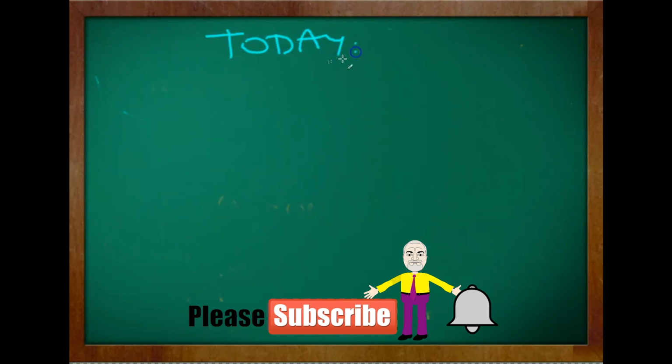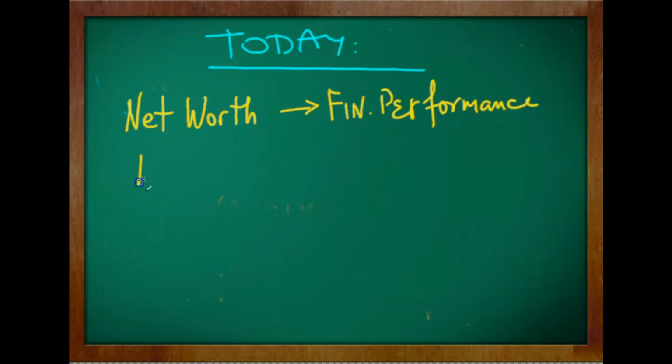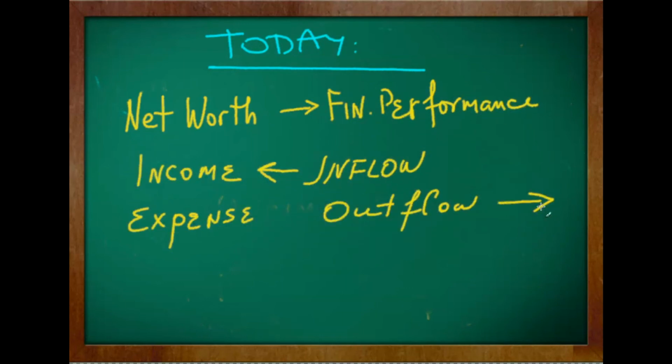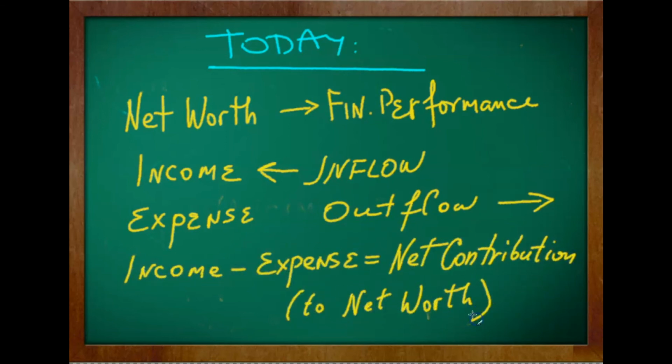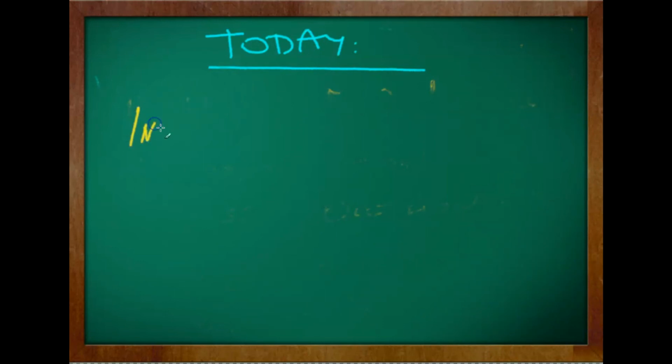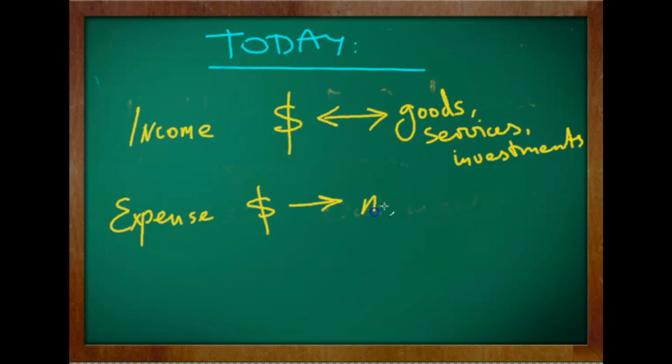Today we had: net worth is the result of financial performance. Income is the inflow of the economic benefit when expense is the outflow of it. Difference of income and expense is called net contribution to net worth, or net contribution for short. You create an income when you exchange your goods or services with the economic benefits that can be measured by money. You issue the expense when you consume the economic benefit of your household for the need of household that can be measured by money.